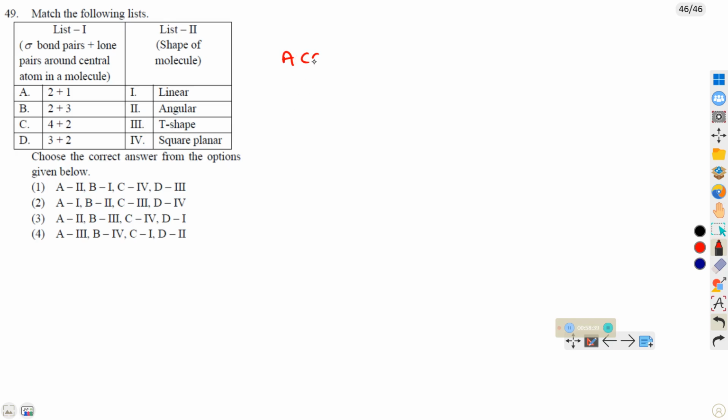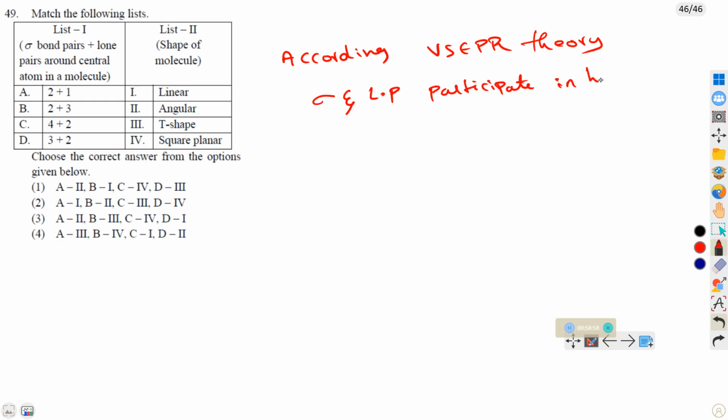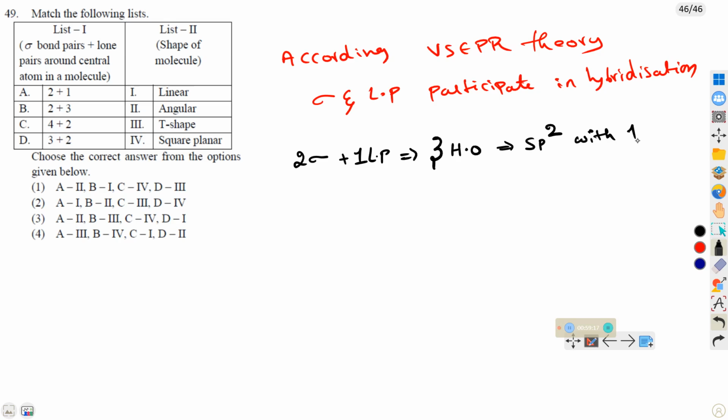Next, match the following. According to VSEPR theory, sigma bonds and lone pairs participate in hybridization. Now, what is given? First one: 2 sigma bonds plus 1 lone pair, 2 plus 1 is equal to 3, 3 hybrid orbitals. Hybridization is sp2 with 1 lone pair, angular geometry. sp2 with one lone pair, angular, A2, so remove the second and fourth options.